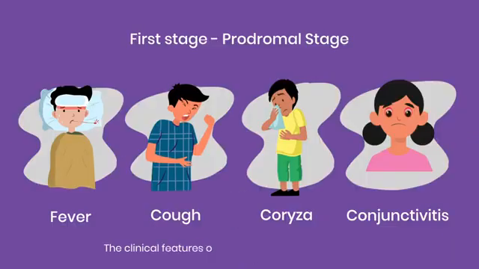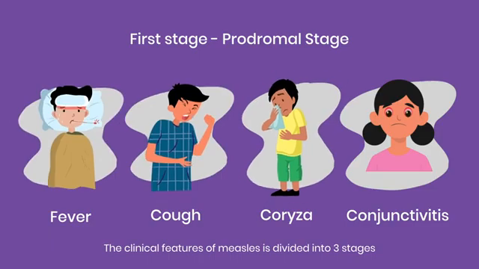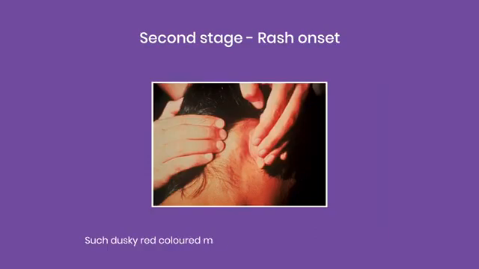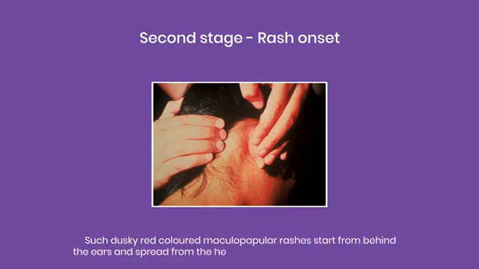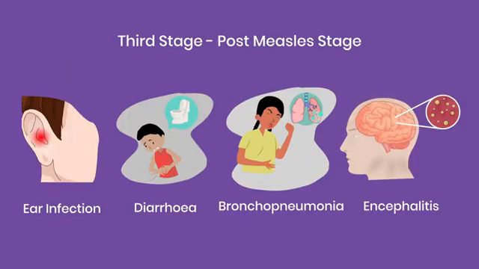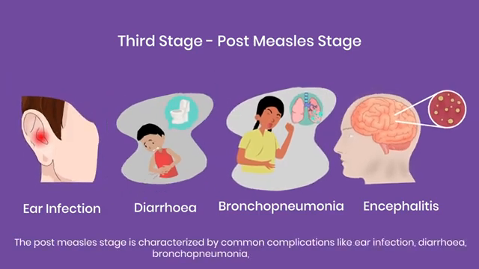The clinical features of measles are divided into 3 stages. The first stage, which is the prodromal stage, accounts for symptoms like fever, cough, coryza, conjunctivitis. In the second stage, dusky red-colored maculopapular rashes, like these, start from behind the ears and spread from the head to the trunk to the lower extremities. Finally, the third stage, which is the post-measles stage, is characterized by common complications like ear infection, diarrhea, bronchopneumonia, encephalitis, etc.